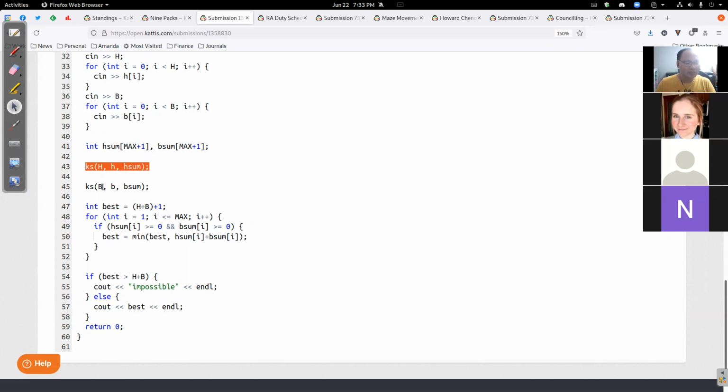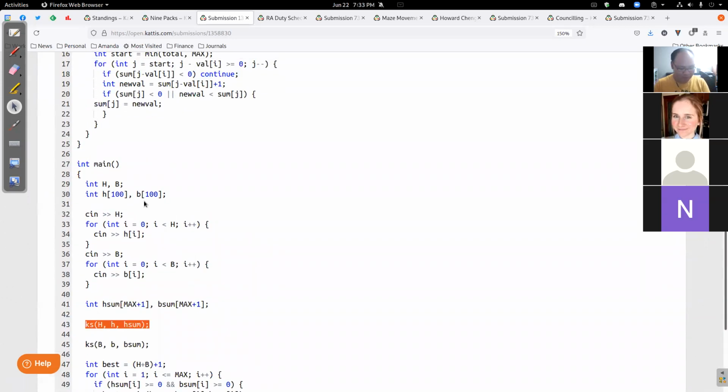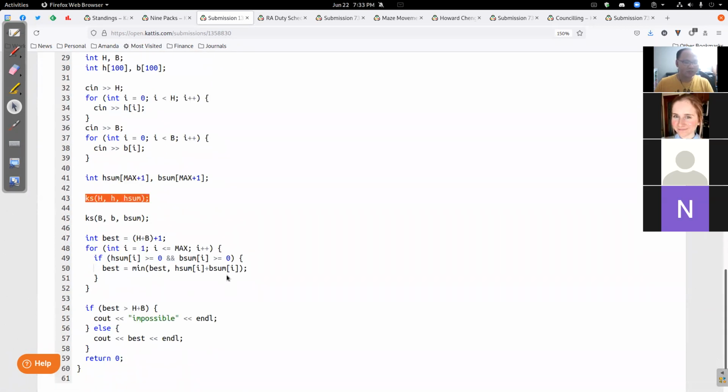Basically, I'm running knapsack twice. You notice that I just wrote knapsack once and called it twice with different values, one for the hot dogs and one for the buns. And then for each hot dog and each bun value, I just check if you can make that. And if you can make both of those, then that's it. Then you just sum up the packages required to make that number of hot dogs and that number of buns, and then take the minimum over all possible values. Any questions about this one?